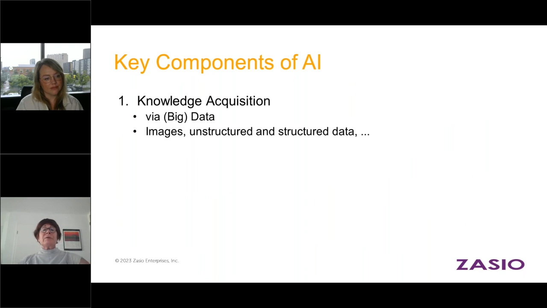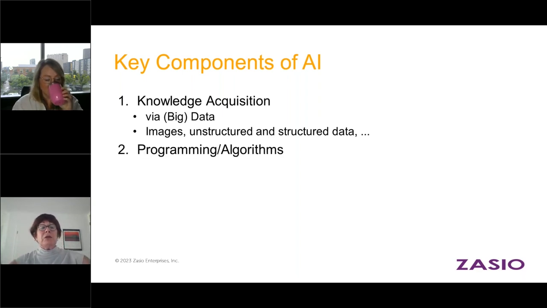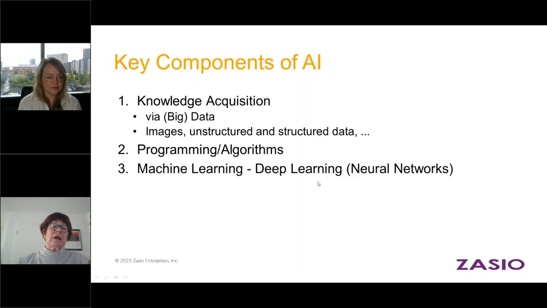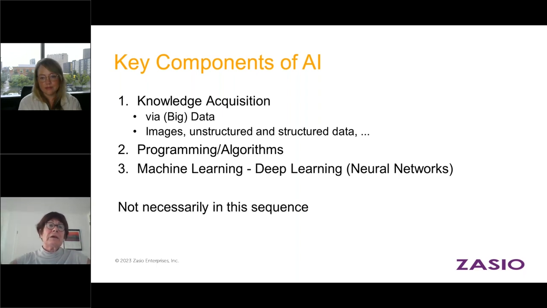Key components of artificial intelligence are, as you said, knowledge acquisition. I need to have input via big data. That can be images, unstructured data, structured data, films, you name it, everything that's storable. Same as with normal computing, you have the programming and algorithms, and the machine learning, and especially then the deep learning via neural networks. It's not necessarily all in this sequence, but these are more or less the three key components that contribute to the generation of an AI system.